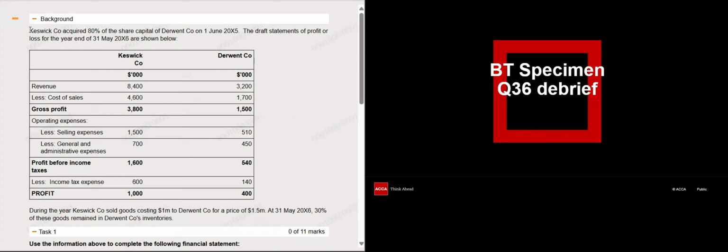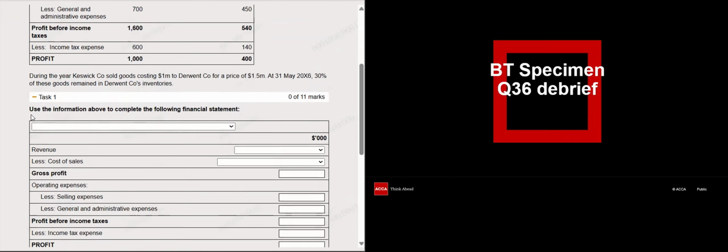For this multitask question, we have been given two tasks. We are given some background information relating to two companies. We have Caswick Company, who acquired 80% of the share capital of the Derwent Company on 1st June 2005. The question then provides us with a statement of profit and loss for both the companies for the year ended 31st May 2006. So the pattern of the background information shows that we have a consolidated group accounts question.